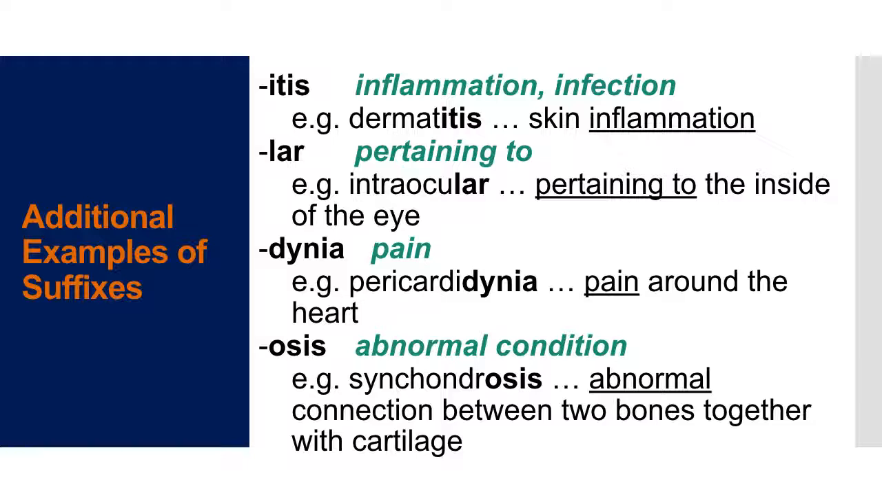And osis, you remember, we talked about this before. Synchondrosis means there is an abnormal connection between two bones that are being held together with cartilage. Something is going on. So as you can see, this is not absolute for all terms because there are terms like abscess that you cannot take apart and that you do need to learn or look up in a medical dictionary.